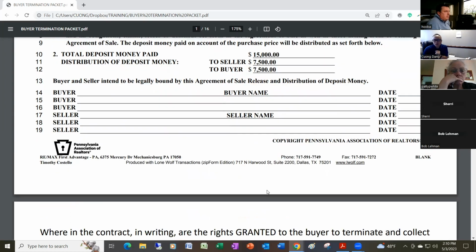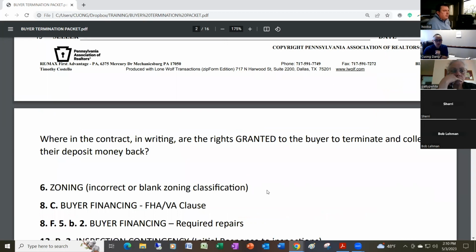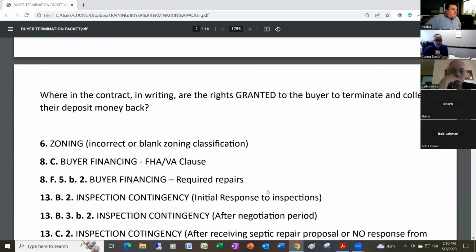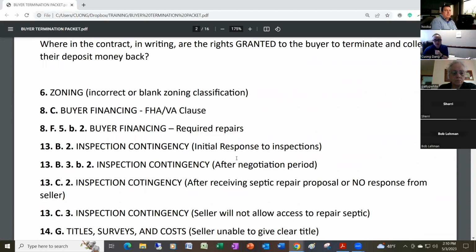So I put together, by going through the contract, and if I missed anything, please let me know, but I'm pretty sure I have in here all the areas within the contract where it states that the buyer can terminate and they get their deposit money back. So the first one I have is 6, zoning. Well, let's skip down to zoning here.